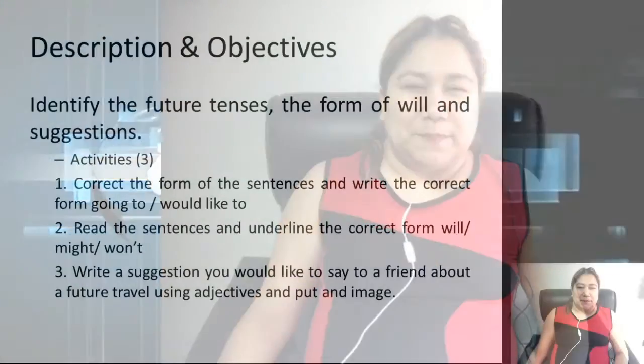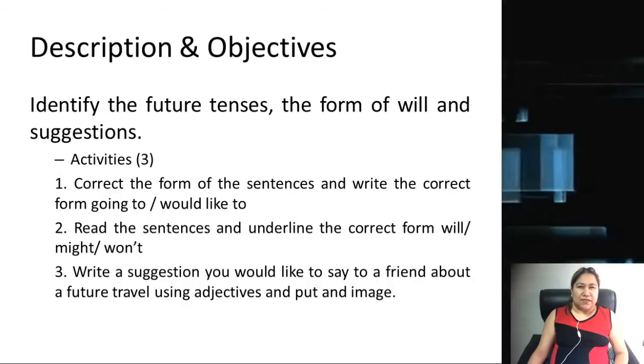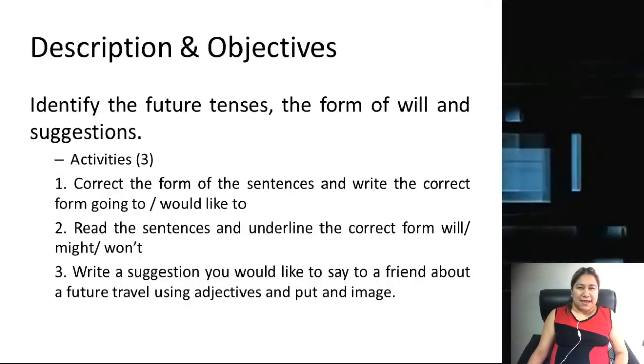Let's begin. The objective of this topic is to identify the future tense, the forms of will, going to, and suggestions. Also, I'm going to include a review exercise that you can see below.